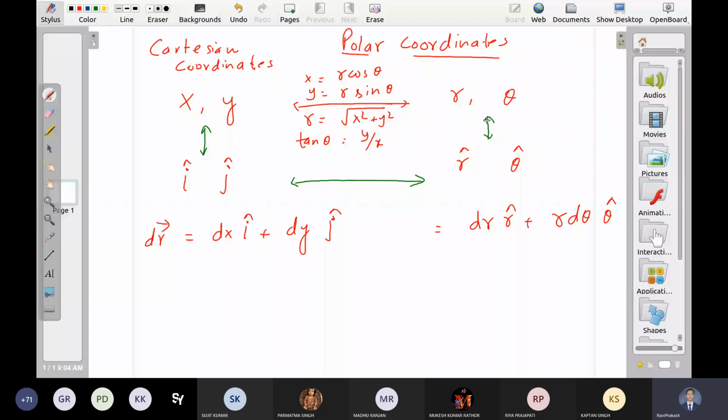A, B or C? Sir, r cap can be written as cos theta i cap plus sin theta j cap, and theta cap can be written as minus sin theta i cap plus cos theta j cap. Okay, so at least this relation is known. Let's discuss this part. So now we are trying to find the transformation between these two.